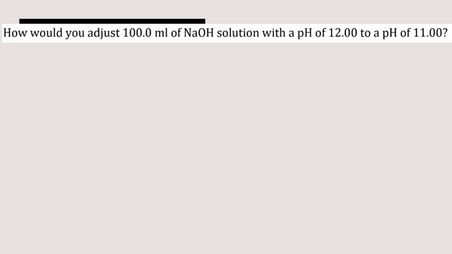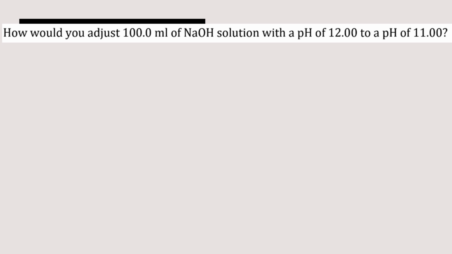How would you adjust 100 mLs of NaOH solution with a pH of 12 to a pH of 11? So essentially the question is asking, how do we take 100 mLs of NaOH at a pH of 12 and make it 11? This is another multi-step process that once you get the hang of it, it's actually pretty easy. However, once you get your final answer with the math, you need to make sure you answer the question. So don't just say x equals 1,000. You have to write out a statement that says this is the answer.